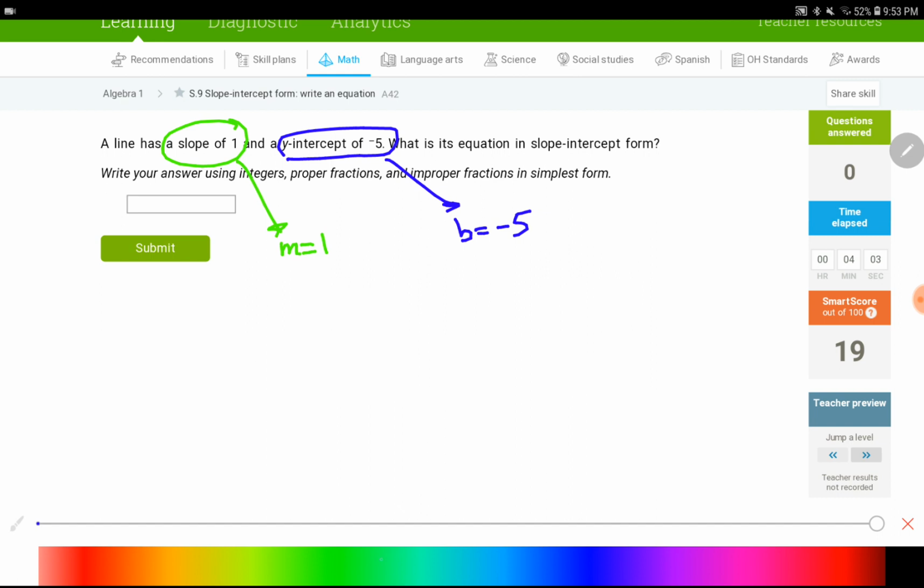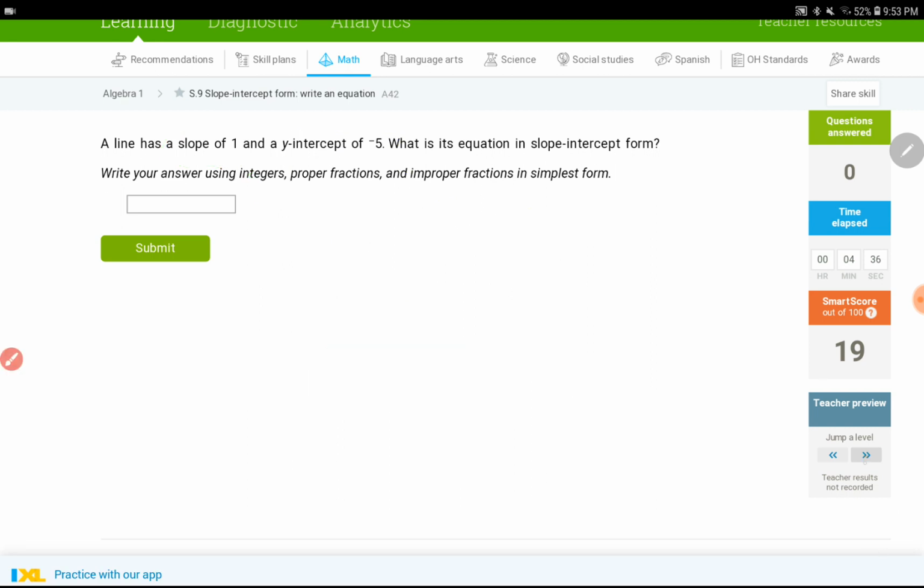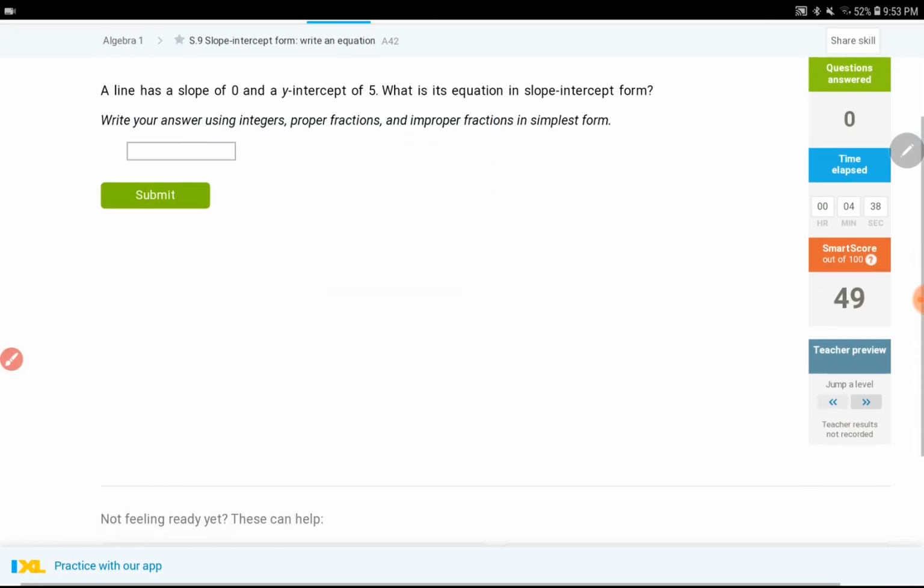So when I start writing my equation, this is the original form. Let's just plug in the numbers. y equals m times x is going to turn into 1 times x because that's my m value. 1 times x is the same as x, and then plus b. I don't want to put plus negative 5. I'm just going to put minus 5 because that's the same. So this would be my final answer for this question. Moving on to the next level. Let's see if it's getting any harder.